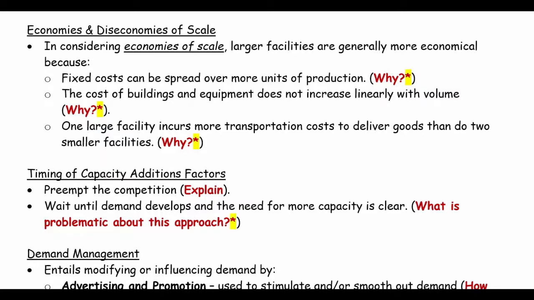The other option you can do, which is problematic, is wait until demand develops and the need for more capacity is clear. What is problematic about this approach is your competitor may have already preempted you. So you may say, well, let's just wait till there's a need for this. Let's make sure there's a need for this. Meanwhile, what may happen is that your competitor may grab a good portion, or perhaps almost all, of the market share, and you're kind of scrambling to pick up the scraps of what's left over. So that is one of the problems of waiting until demand develops.